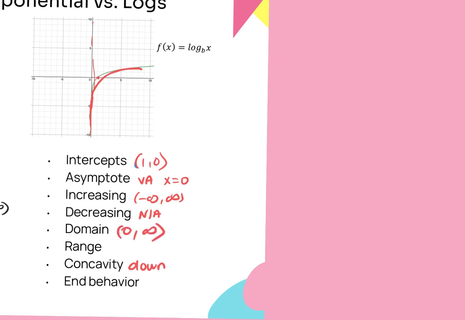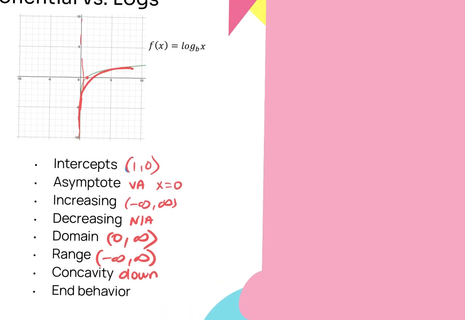0 to positive infinity. Range on this? Negative infinity to positive infinity. That would be true for any log, okay? Remember, they switch. Domain for exponential, all real numbers. Range for log, all real numbers. And now the end behavior, and this is what changes a little bit, okay?